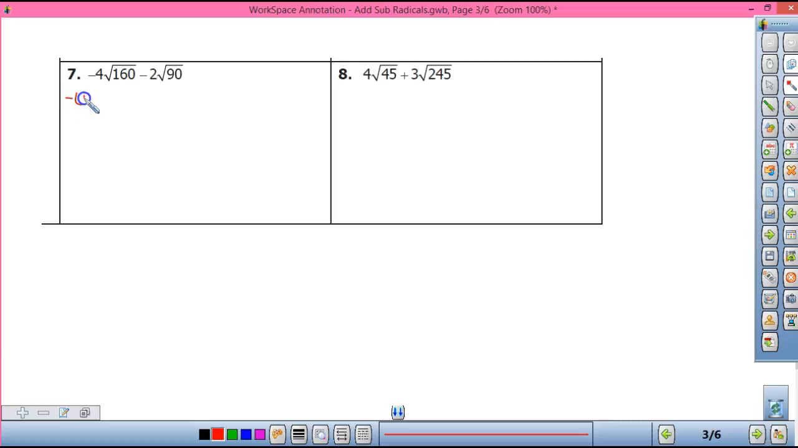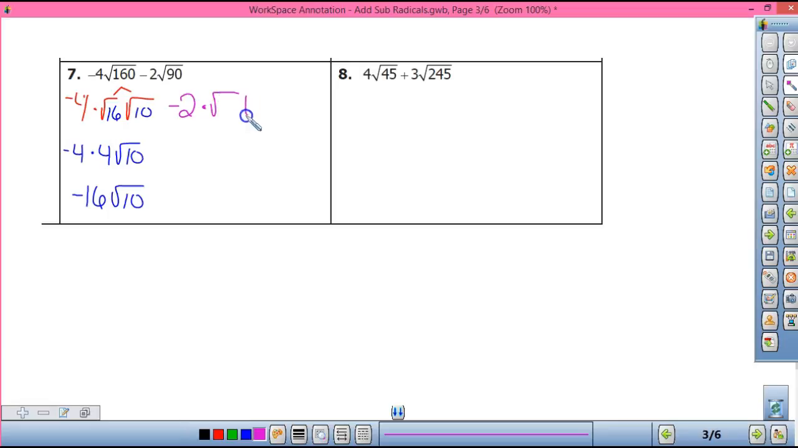All right, so we got negative 4 times, who and who? Who is it? 10 and 16, yep, so 16 and 10. So negative 4 times 4 root 10 gives me negative 16 root 10. So now what's the root we're hoping for? Yeah, we're hoping for root 10.